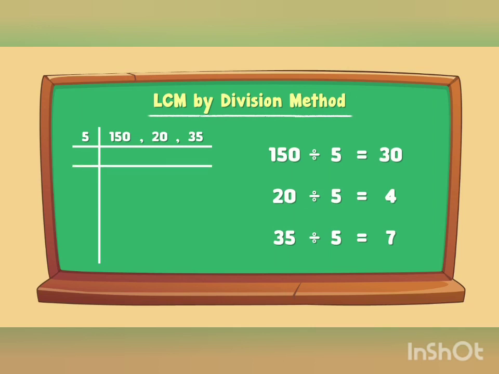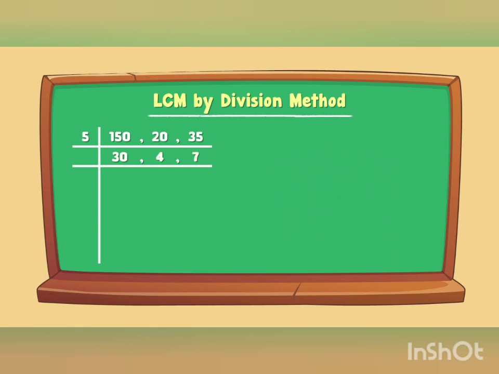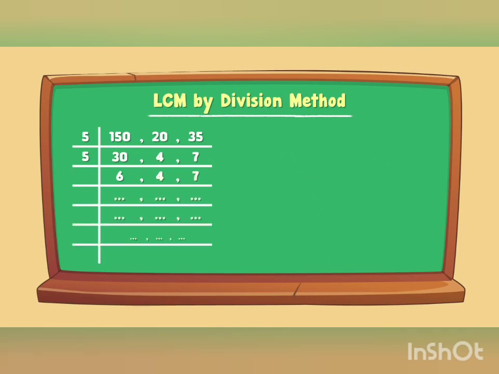Step 2. Write the respective quotients 30, 4 and 7 below each number. Now again, divide all the numbers by a prime number which divides at least one of the numbers. Let's take 5 as the divisor. When we divide 30 by 5, we get 6. However, 4 and 7 cannot be divided by 5. Hence, bring down the numbers as they are. Step 3. Keep dividing until the last row is left with only ones.